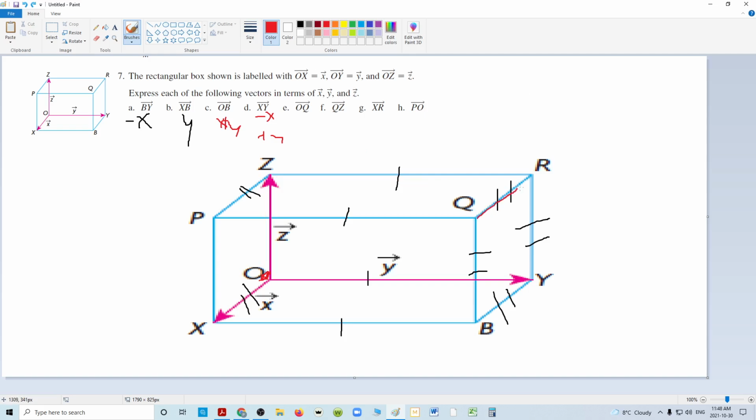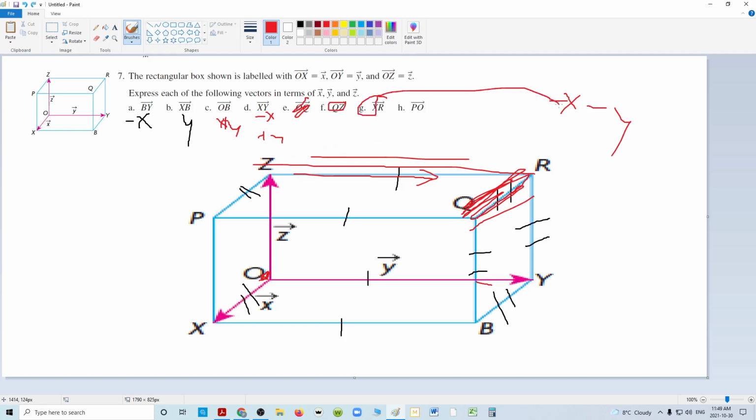Q to Z is going back here, which I know x is that way, so going backwards is minus x. And then R to Z, we already did that one. R to Z is the same as y, which goes that way, but the opposite direction, so it's minus y. So what we do is we get minus x minus y to go from Q, R to Z. So that's minus x minus y.